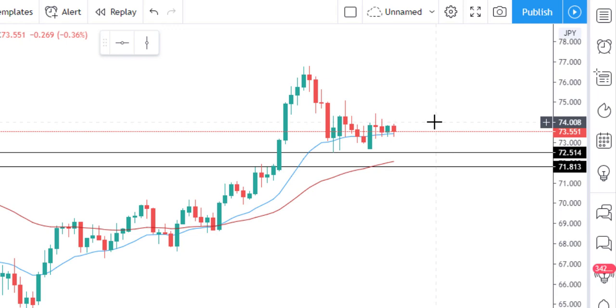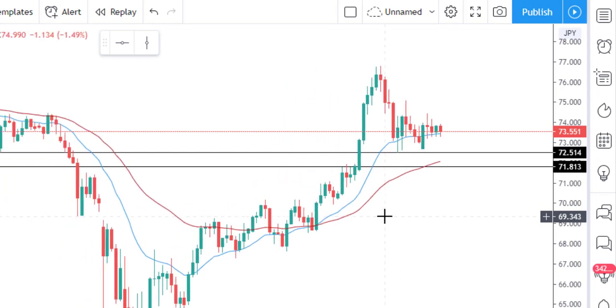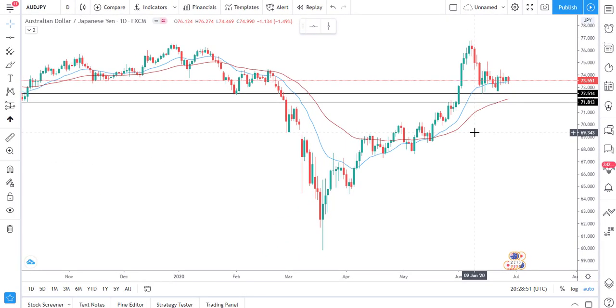Basically that's just what I'm looking for, some sort of bullish signal at this level, at the 72.500 level or the 71.800 level. I am looking for a signal around this place. Now this place is a zone basically, so yeah, that's just what I'm expecting for this week.